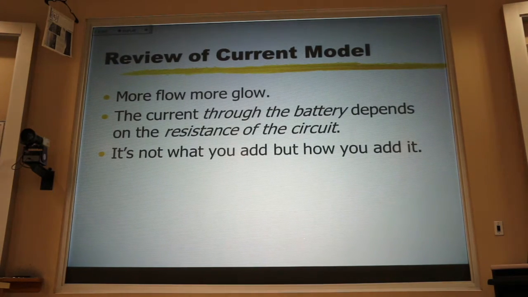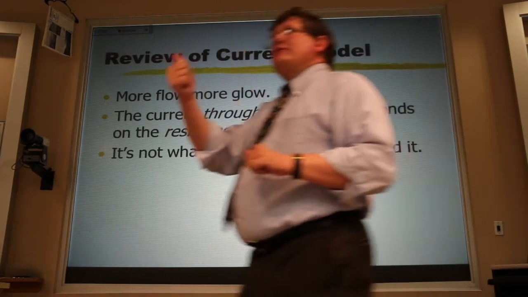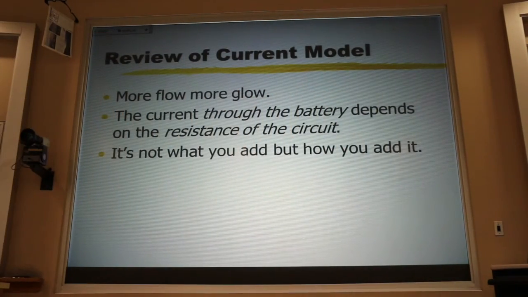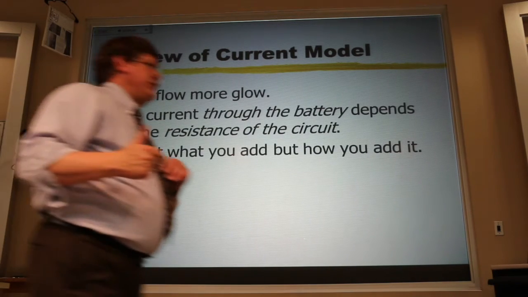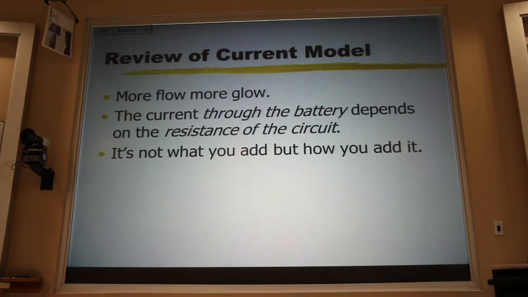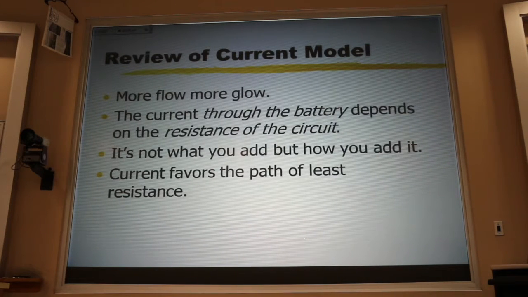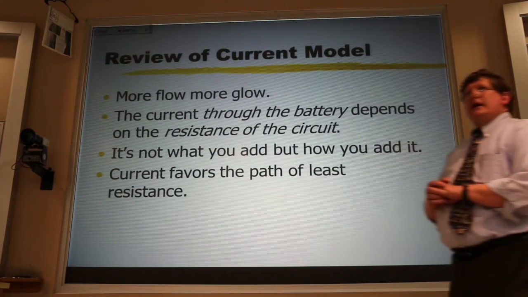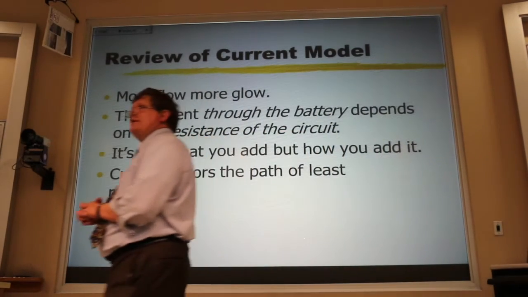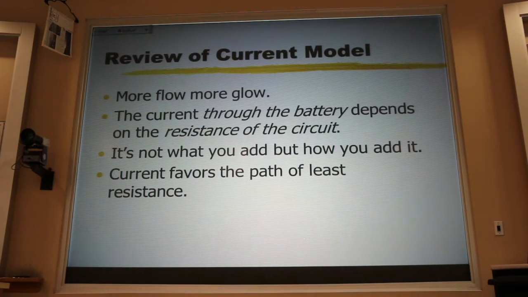There's two ways to add things. I can clutter up an existing path to increase resistance, or I can add a new path that didn't exist before to decrease resistance. When current gets to a branching point, it favors the path of least resistance. Say favors, not chooses. It's only in the special case of a short does all the current go the easy way. Usually you can just say more than half goes the easy way, less than half goes the hard way.